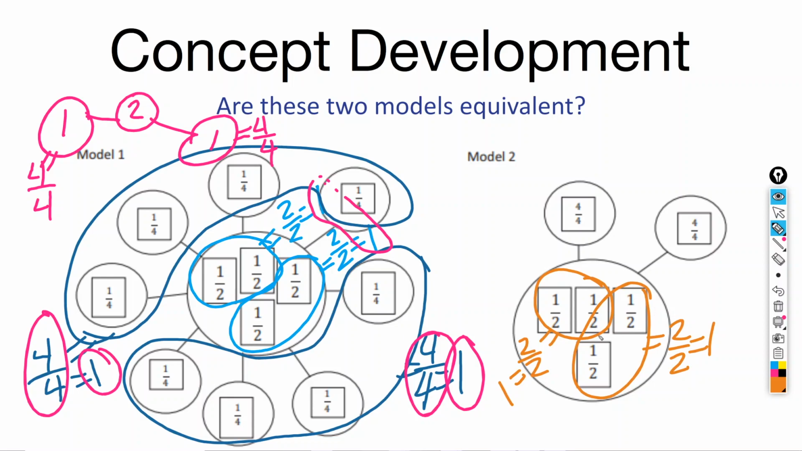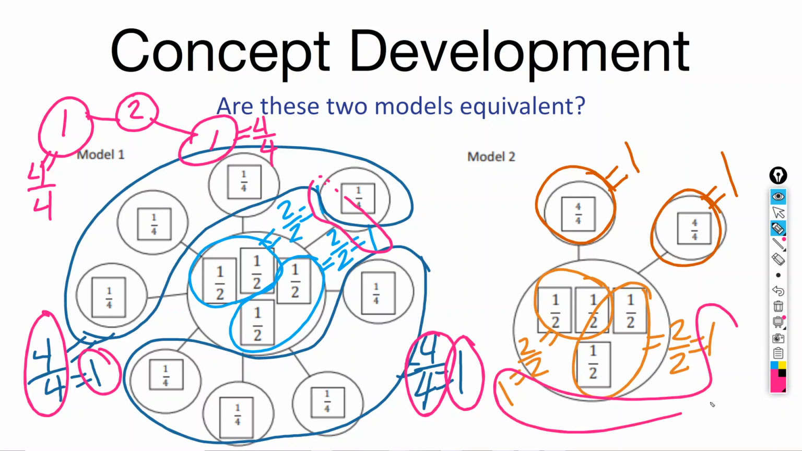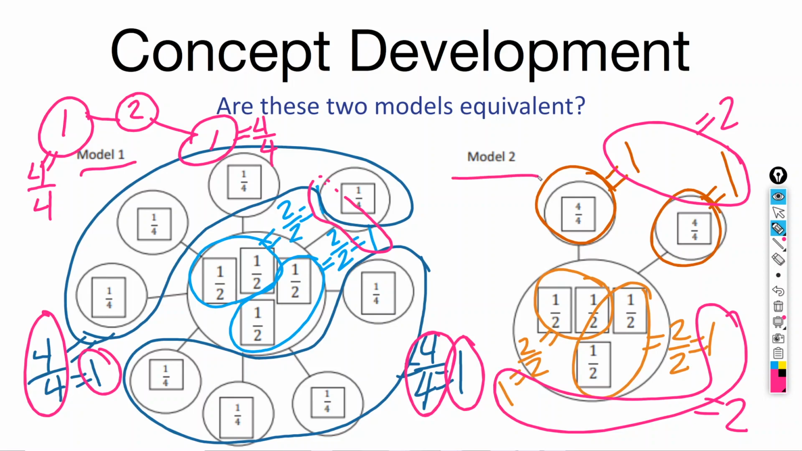Okay, so next we're going to look at the outside here. Well, the top number and the bottom number are already the same. We know if the top number and bottom number are the same, that equals 1 whole. So for both of these 4/4, that's the same as 1 whole. So just like on our other number bond, if we put this one and this one together, that equals 2 wholes. If we put these 2 together, that equals 2 wholes. So are model 1 and model 2 the same? And our answer would be yes.